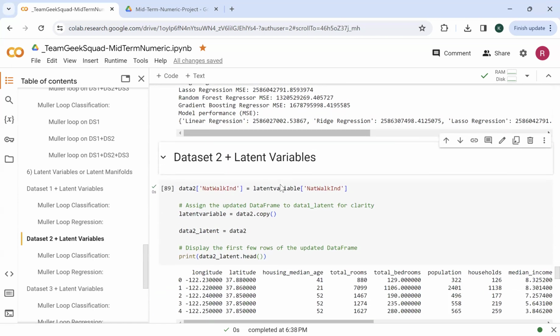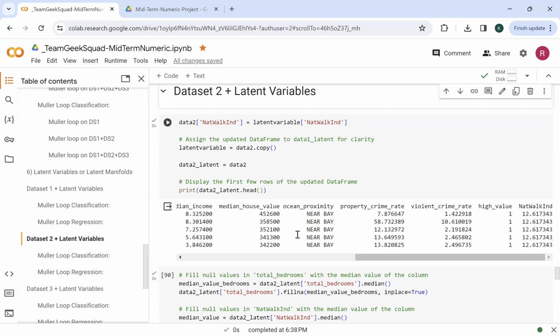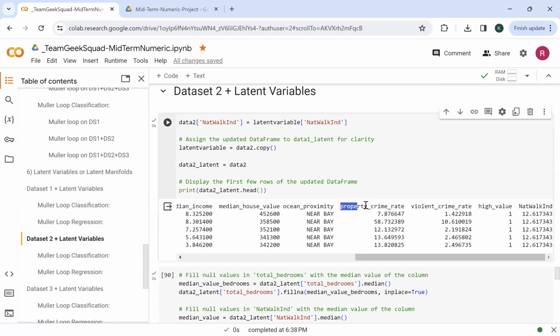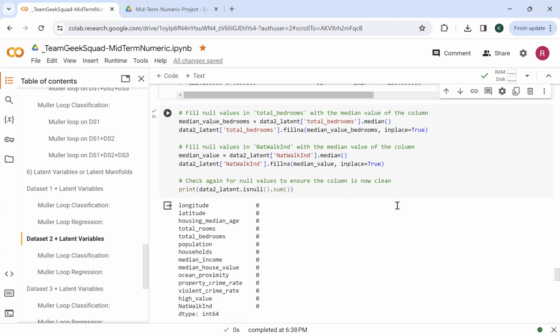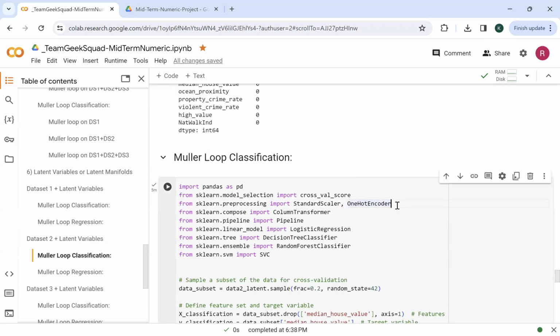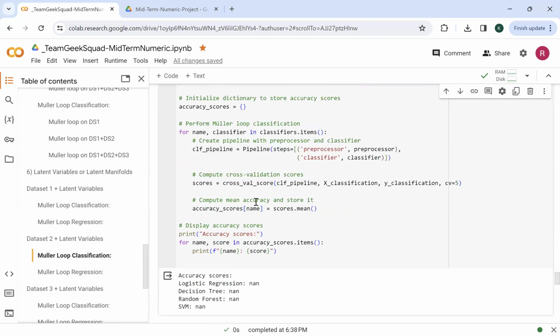And next, coming to the data set 2 plus the latent variables. Here, our data set 2 contains some of the important properties such as crime rate, violent crime rate, property crime rate. Adding these latent variables to the data set adds much value in the model's performance. And similarly, we have done the model loop classification and the regression.